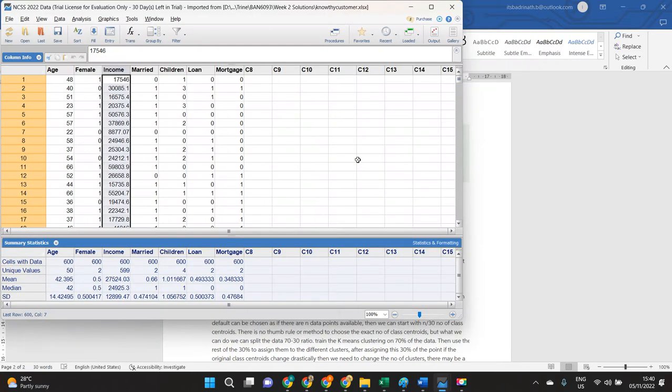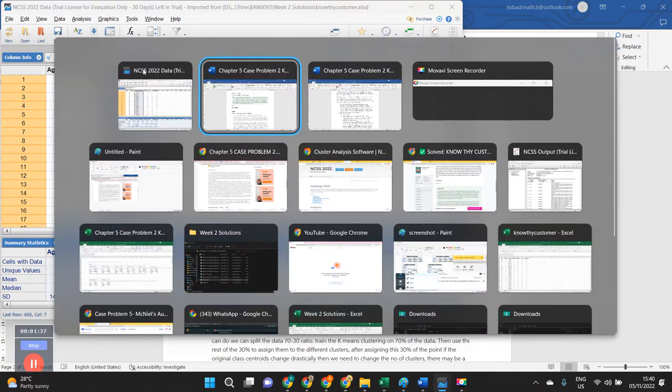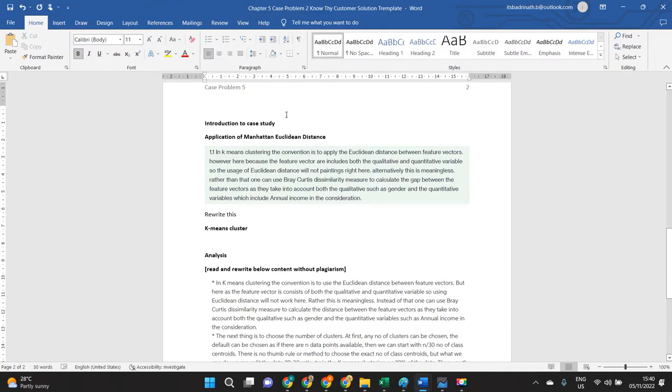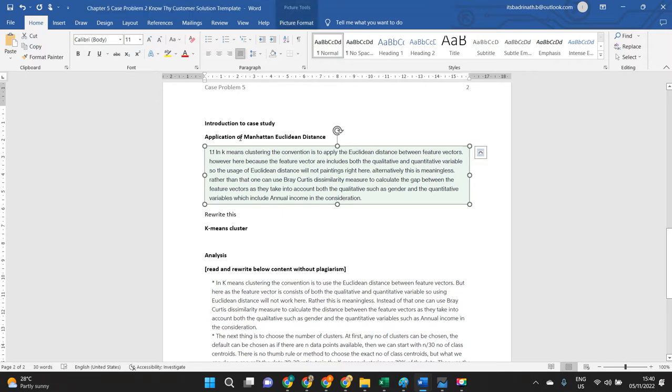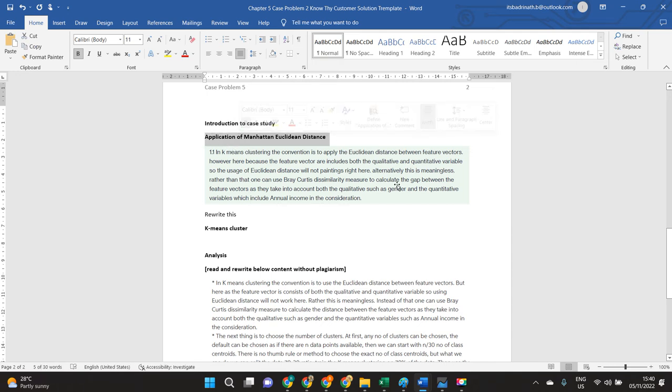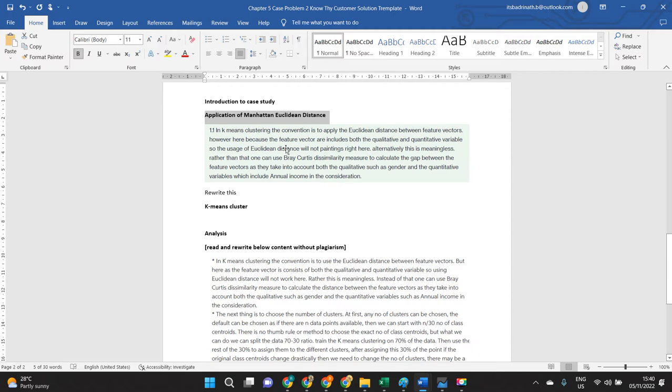A simple funda is that when we want to apply Manhattan Euclidean distance, it is very important that the two columns that are selected should have a similar type of data. If not, it is highly difficult, and it is not an appropriate approach to apply Euclidean distance. For the first one, after writing an introduction to the case study, just rewrite this paragraph and give a nice heading. The same heading is not required. You just give a proper heading and re-paraphrase this one.